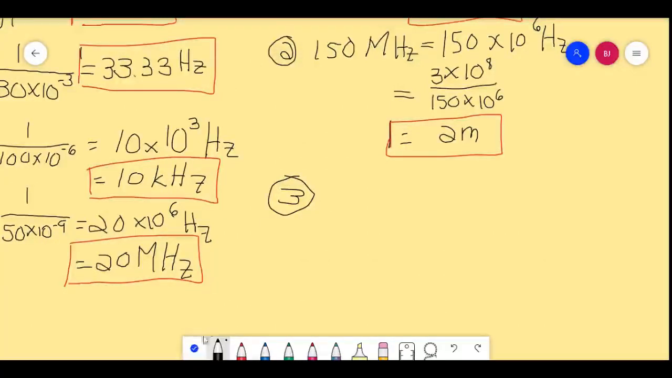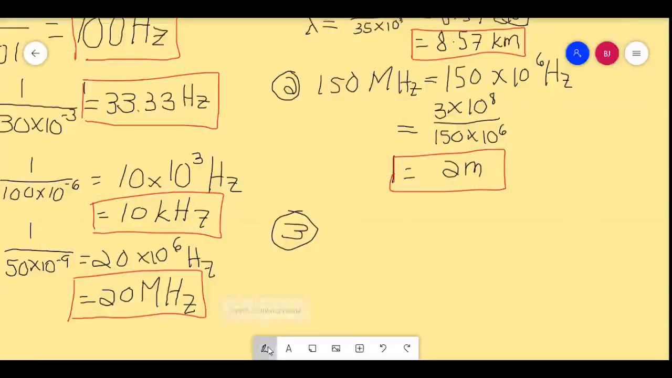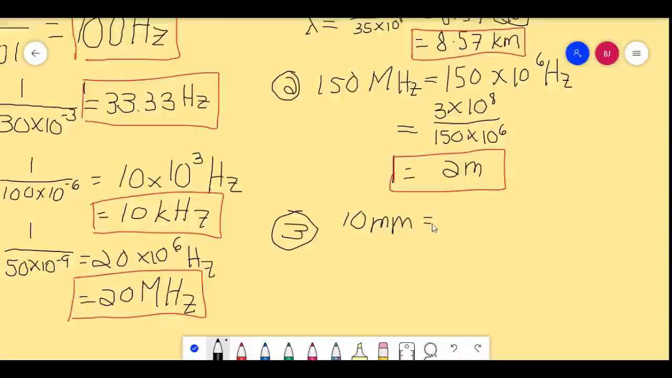Let's look at our third example. 10 millimeters to frequency. So the wavelength given is 10 millimeters. Okay? 10 millimeters, let's convert that into exponential notation. Times 10, milli from the table is negative 3. Then meters. We use the formula. It's 3 times 10 to the 8, which is our speed of light, divided by 10 times 10 to the negative 3.